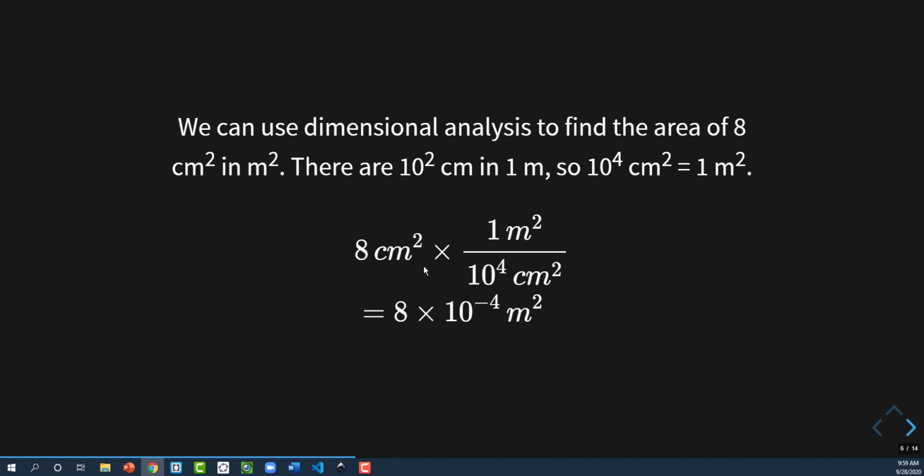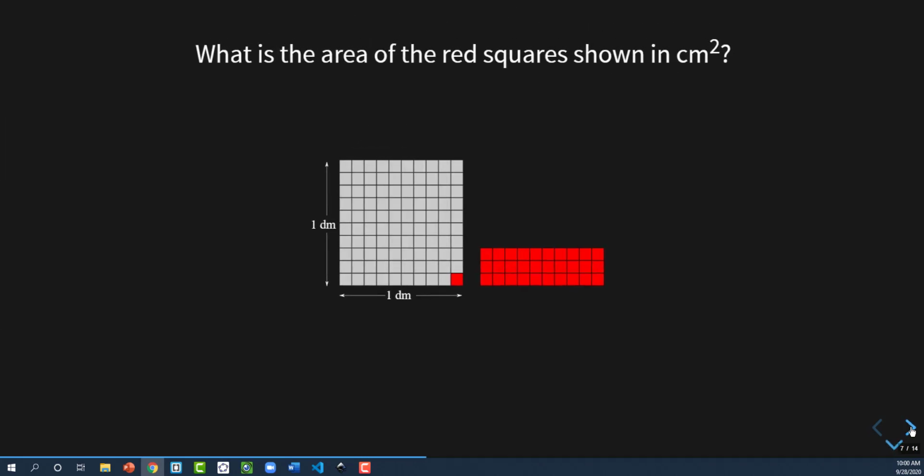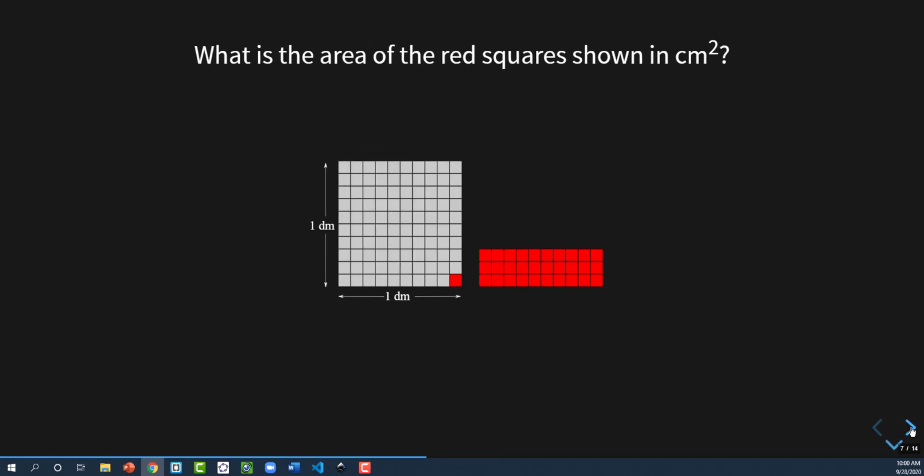Do I divide or multiply? Well, I can tell. I just let the units guide me. So the centimeter squares are going to cancel if I divide by 10 to the 4th. So that must be correct. There are 8 times 10 to the negative 4th square meters in those little red squares that were represented in the diagram.